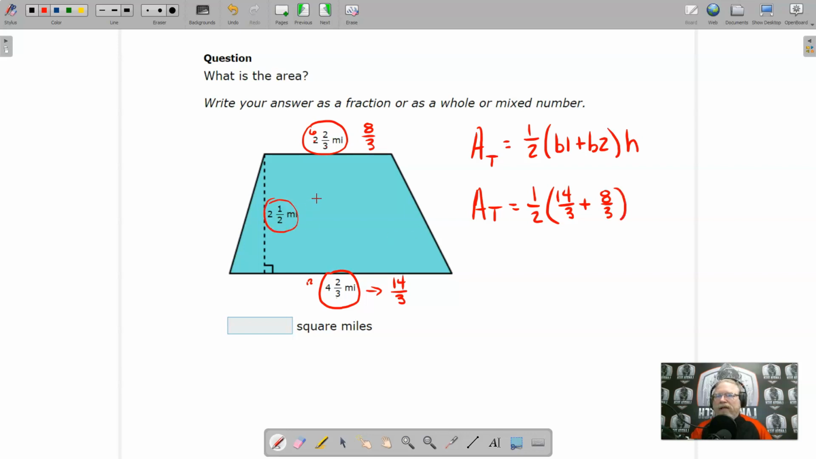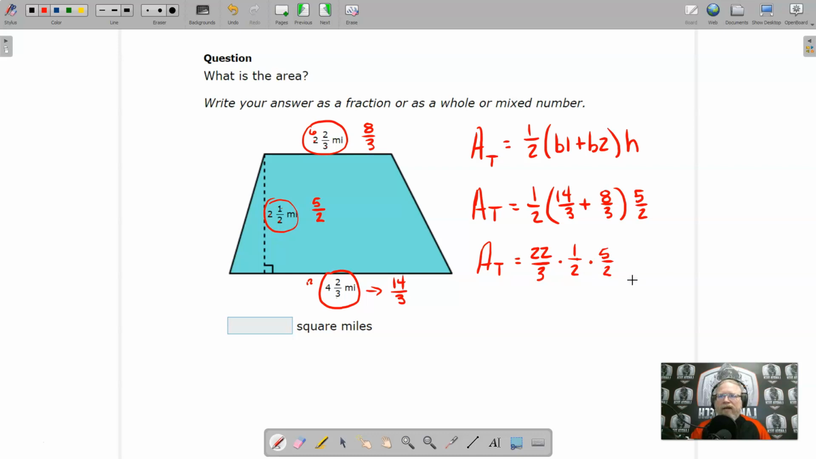And then let's bring in the height, and let's change the height to an improper fraction as well. 2 times 2 is 4, plus 1 is 5, and the denominator stays 2. So 5 over 2. Next, let's do 14 thirds plus 8 thirds. Well, they're like fractions, so that's great. 14 plus 8 is 22. It's 22 over 3. Now this is all multiplication in between, so times 1/2 times 5/2.